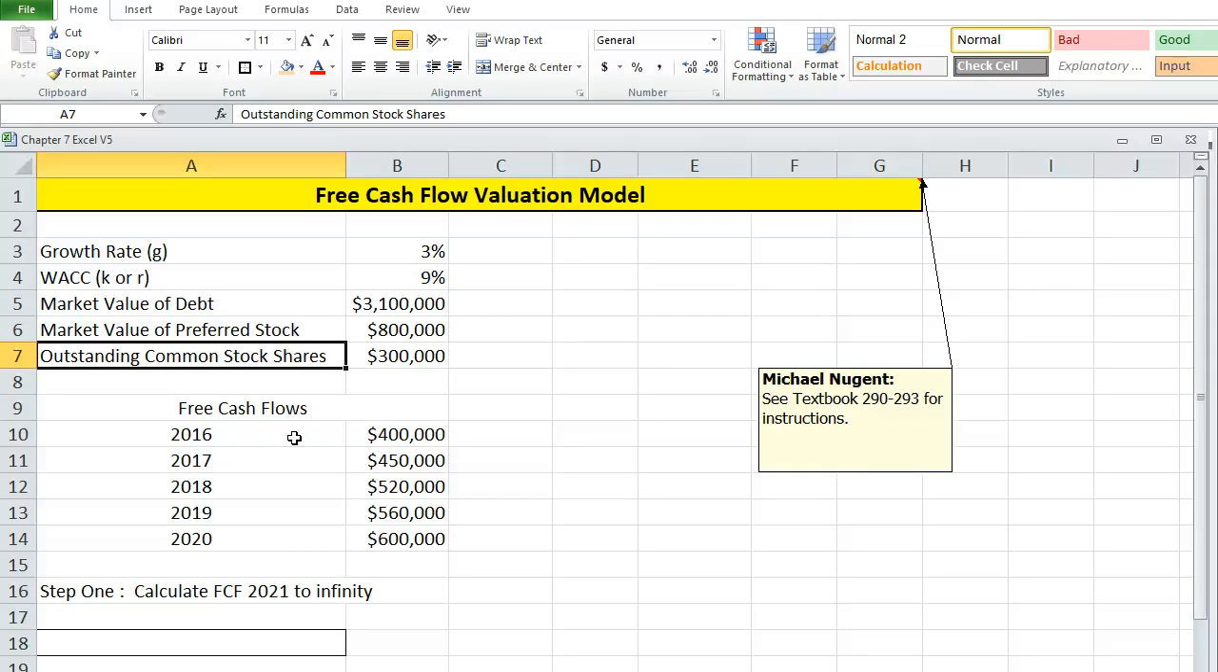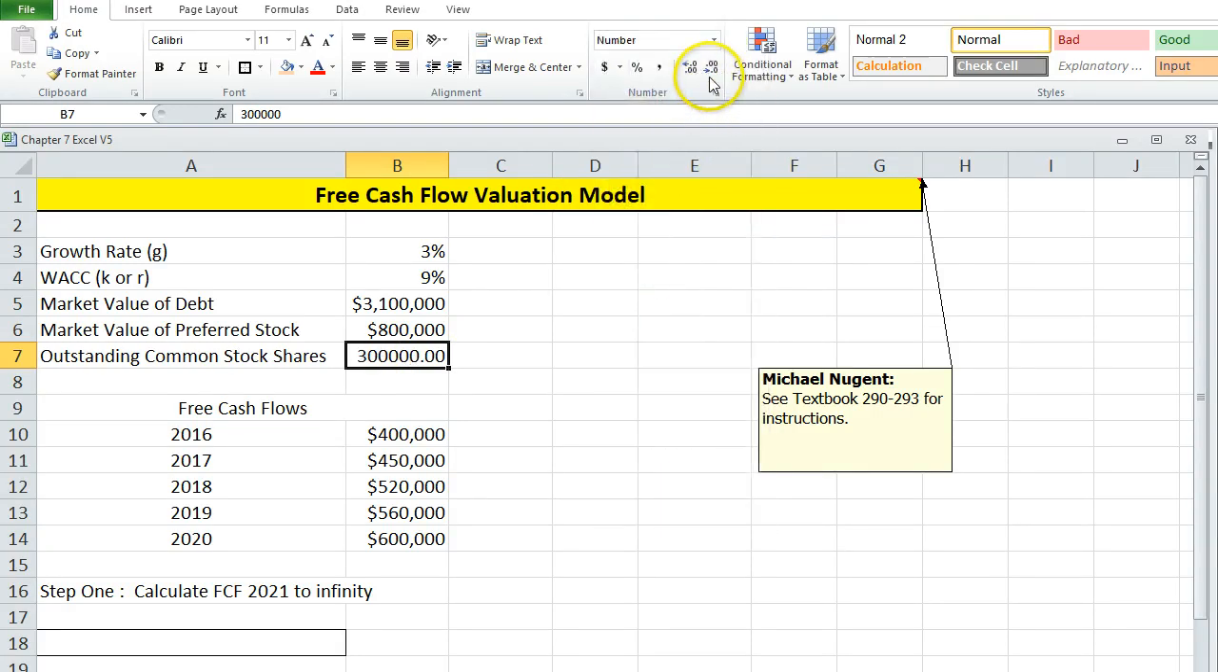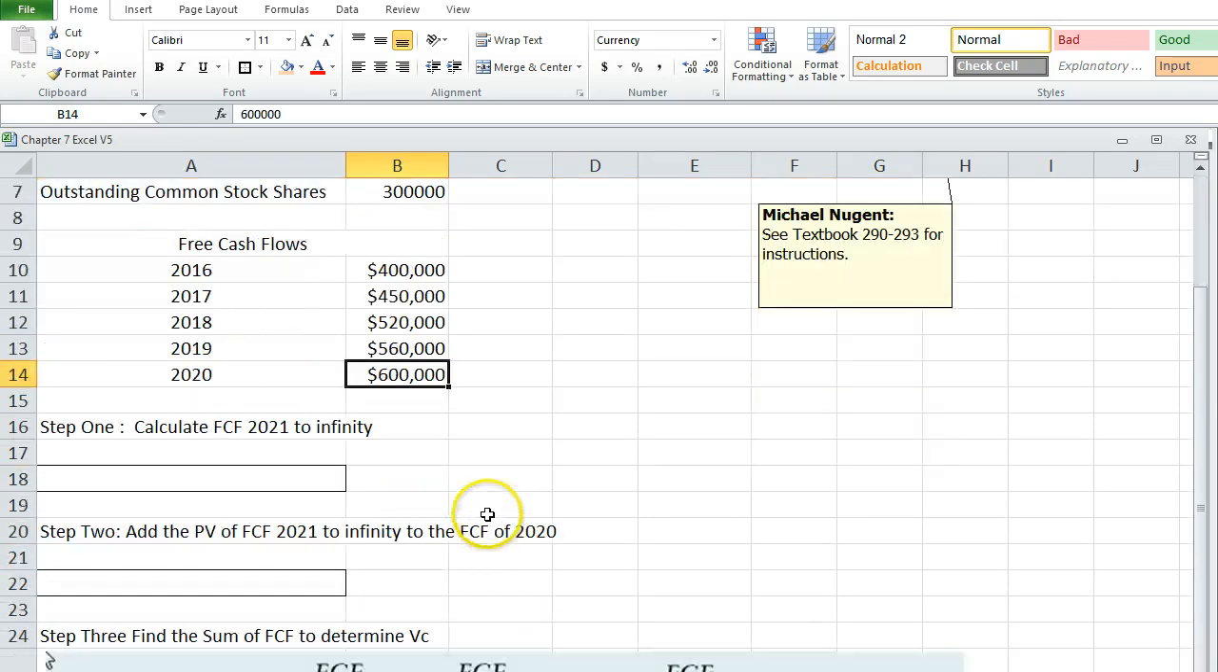Now this is really not a dollar amount. This is the number of shares outstanding, so this is really a number, not a dollar amount. Okay, so if we look at our free cash flow from year 2016: 400,000, 450, 520, 560, 600,000. Okay, so step one is to calculate the free cash flow from 2021.